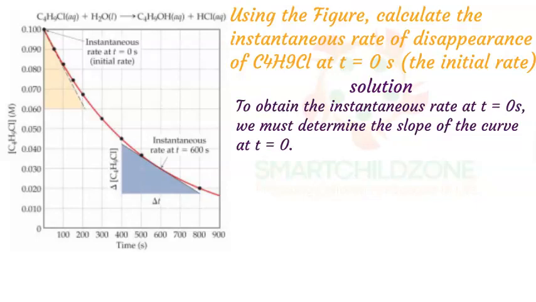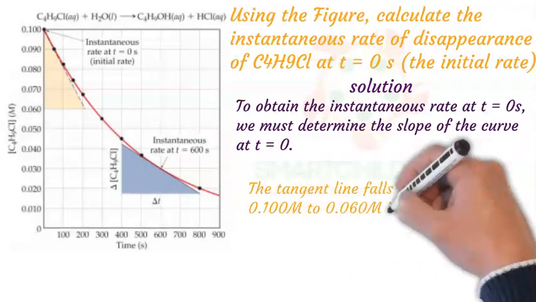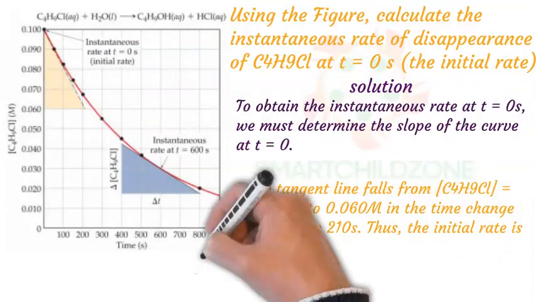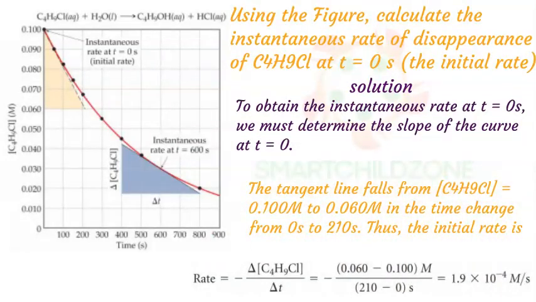Using the figure, determine the instantaneous rate of disappearance of chlorobutane at t equals 300 seconds. The tangent line falls from 0.100 to 0.055 in the time change from 0 to 300 seconds.